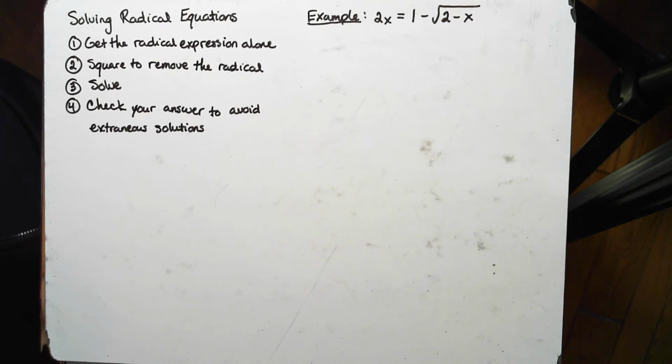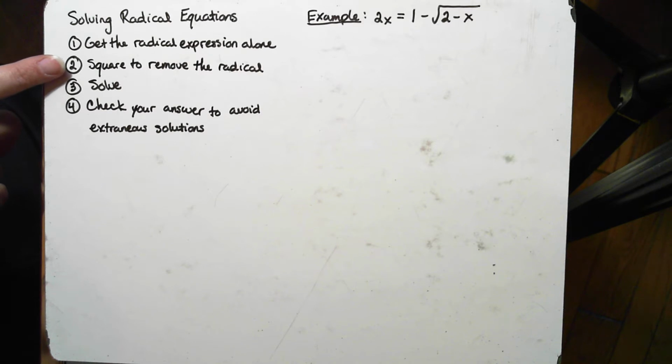Hi everyone, in this video we're going to talk about how to solve radical equations. So there are several steps that we use. The first thing that we want to do is get the radical expression alone. So you locate the square root or cube root or whatever root it is, you're going to get it alone.